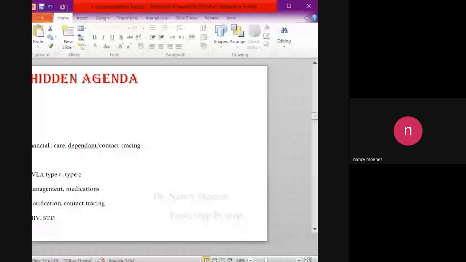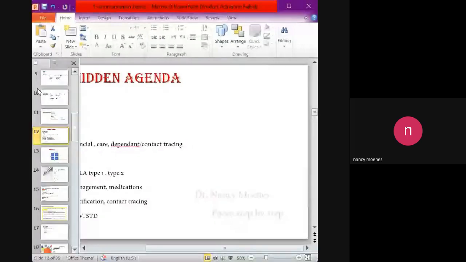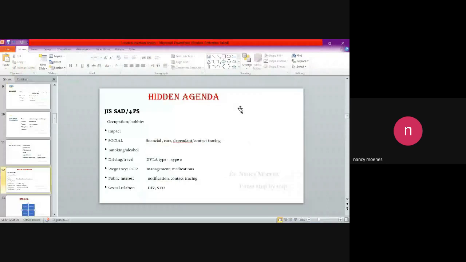The other issue here is the hidden agenda. What is the hidden agenda? In any scenario there is something hidden, mostly found in the social history. For example, I have a patient with a stroke, and I will discuss the stroke with him, but when you ask about occupation, you discover that he is a driver. So a driver with a stroke is different from a normal patient.